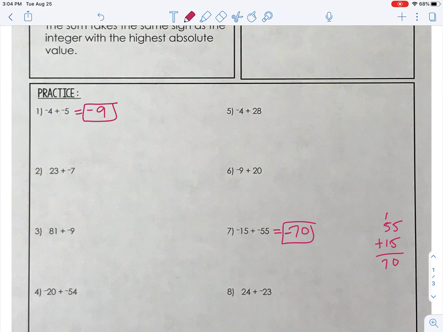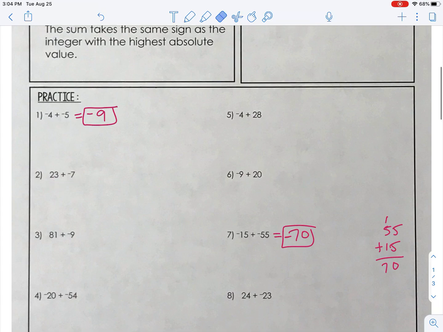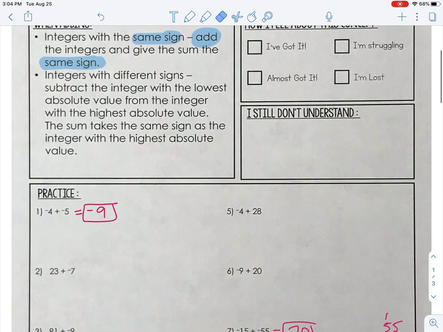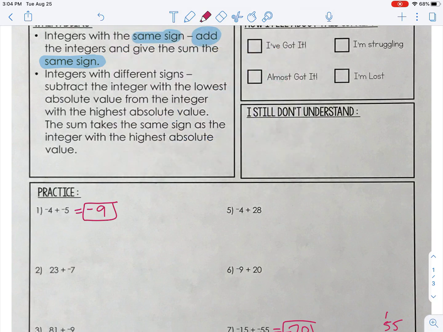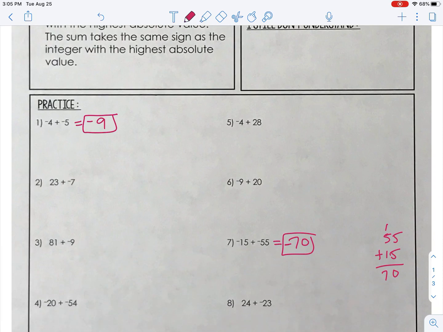So let's go back up to number 2. Number 2, we have different signs. Notice that the 23 is positive 23. The 7 is a -7. So what do we do when the signs are different? When the signs are different, we subtract. So when we subtract, we always put the bigger number on the top, 23 minus 7.